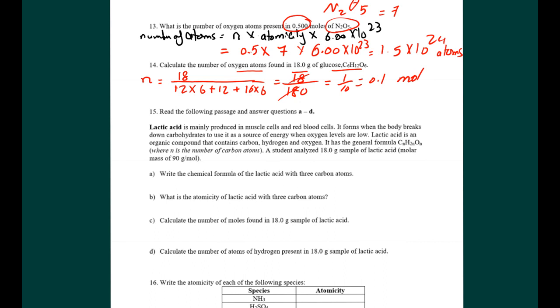Then apply the formula. Number of atoms equals number of moles times atomicity. What is the atomicity of this molecule? 6 plus 12, 18, 18 plus 6, 24, times Avogadro's number. Answer is 6 times 10 power 22 oxygen atoms.